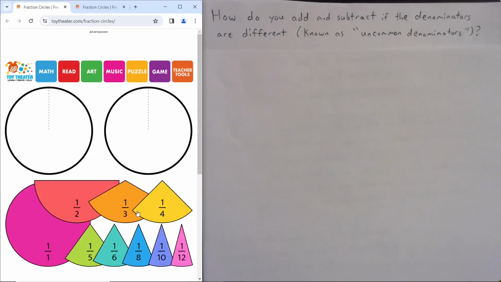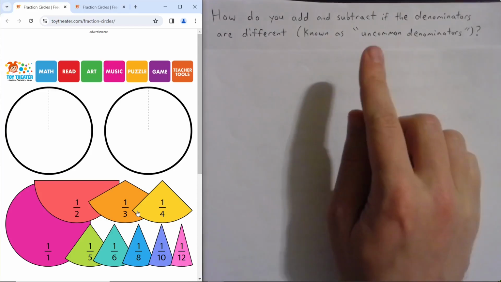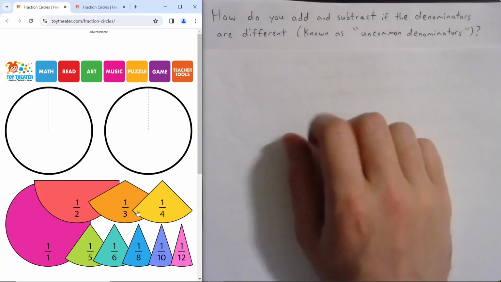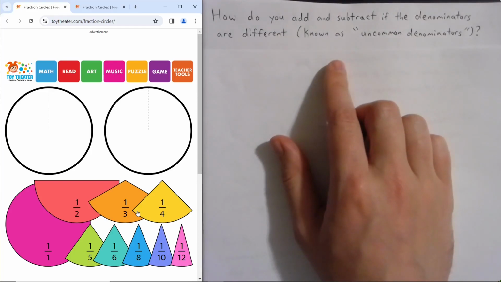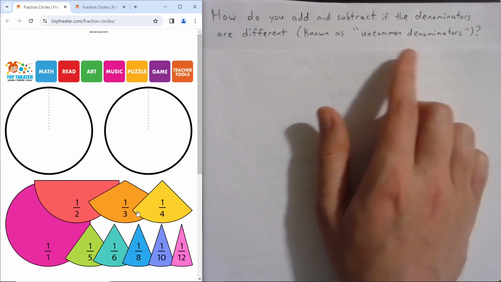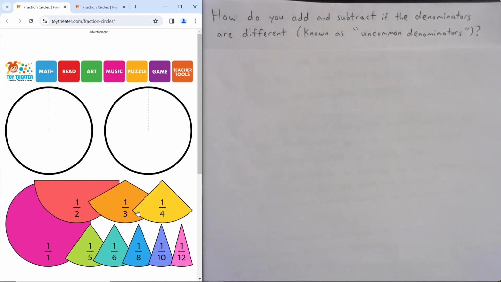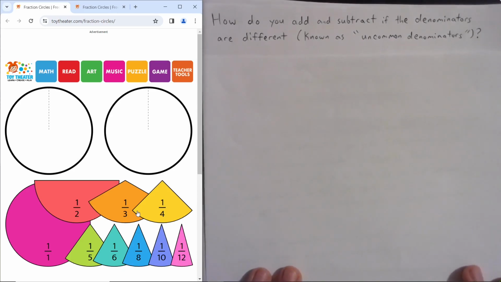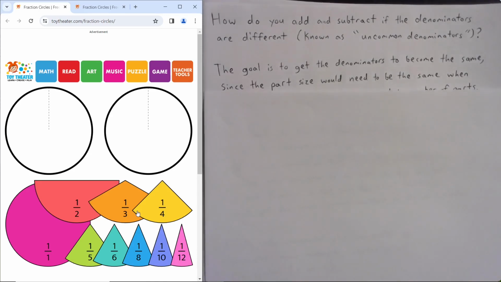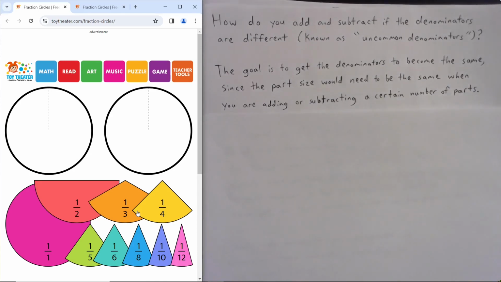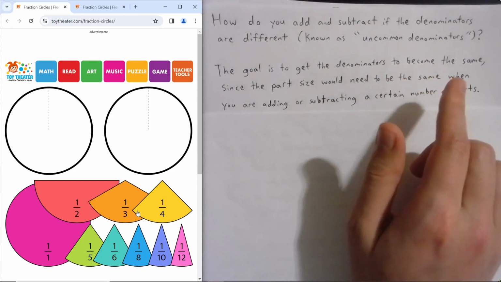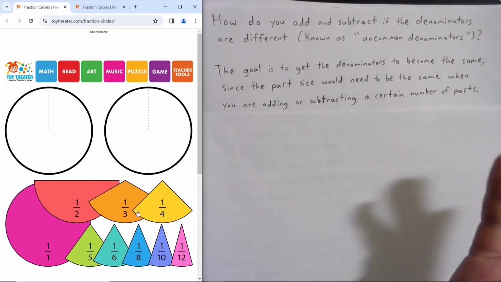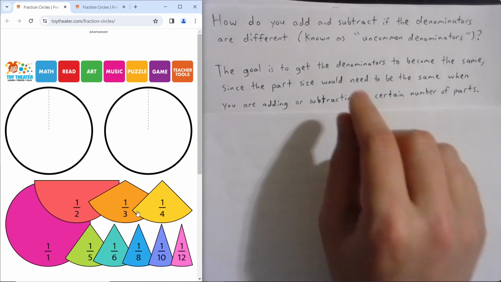But Mr. Dove, you may ask, how do you add and subtract if the denominators are actually different? Right? What if the denominators are known as uncommon denominators, meaning they have nothing in common in terms of being the same because they are different? So that actually isn't that hard to deal with. The goal is to get the denominators to eventually become the same. But you can't just do that willy-nilly.